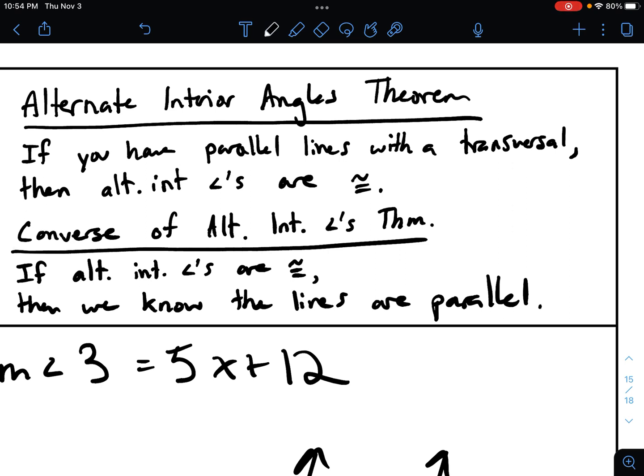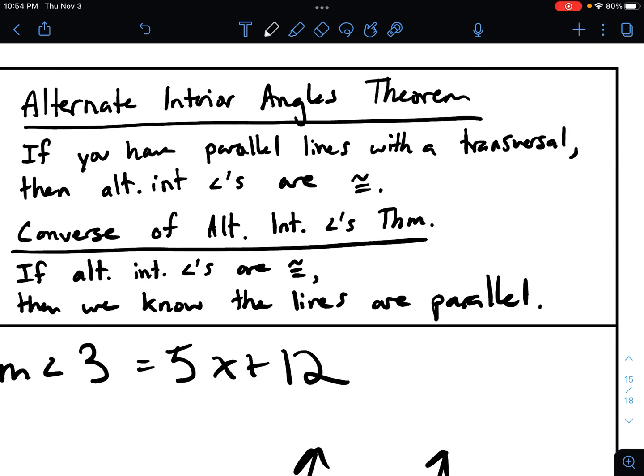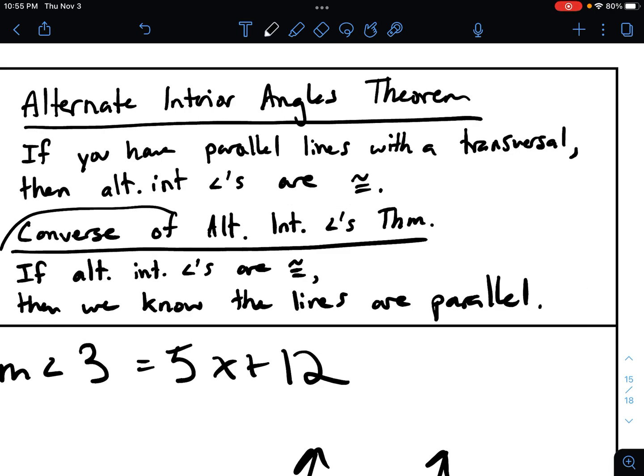We know from the previous sections that converse just means you switch the hypothesis and the conclusion. So we use the alternate interior angles theorem when I know lines are parallel and I'm trying to prove angles congruent. I use the converse when I know angles are congruent and I'm trying to prove lines parallel. So there is a difference between the two. It's just depending on what you know and what you are trying to prove.